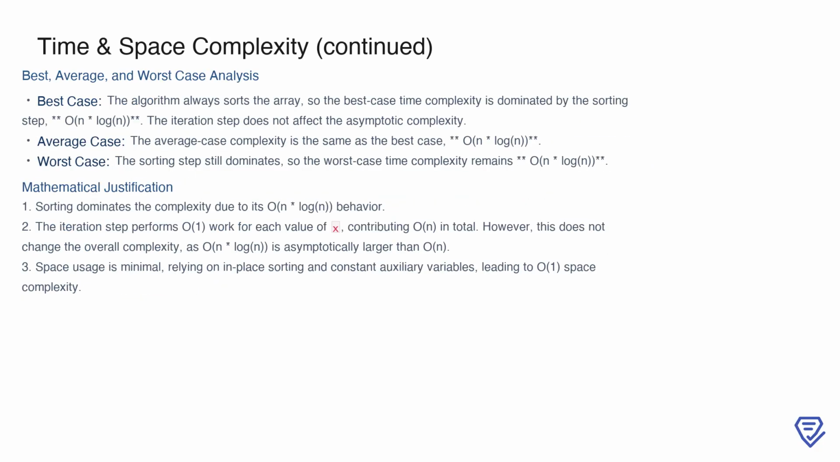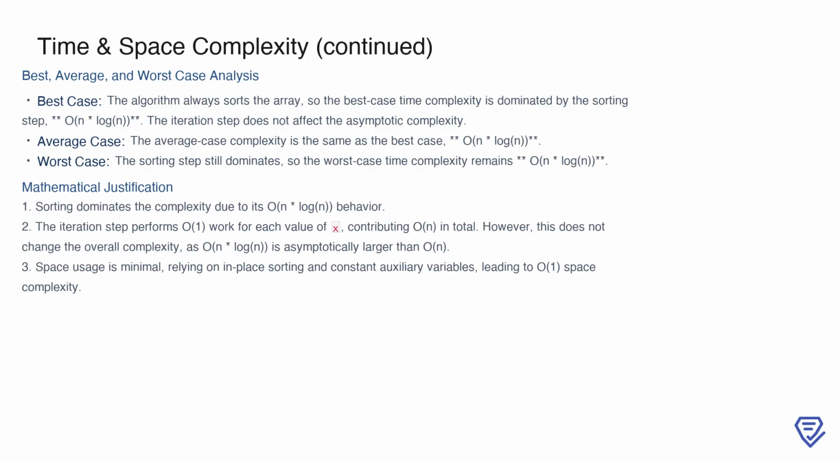Finally, let's break down the best, average, and worst case scenarios for our solution. In all cases, the algorithm begins by sorting the array, which dominates the time complexity. Therefore, the best case time complexity is O(n log n), as sorting is always required. The average case complexity remains the same, O(n log n), because the sorting step does not change. Similarly, the worst case complexity also stays O(n log n), as the sorting step still dictates the overall performance.